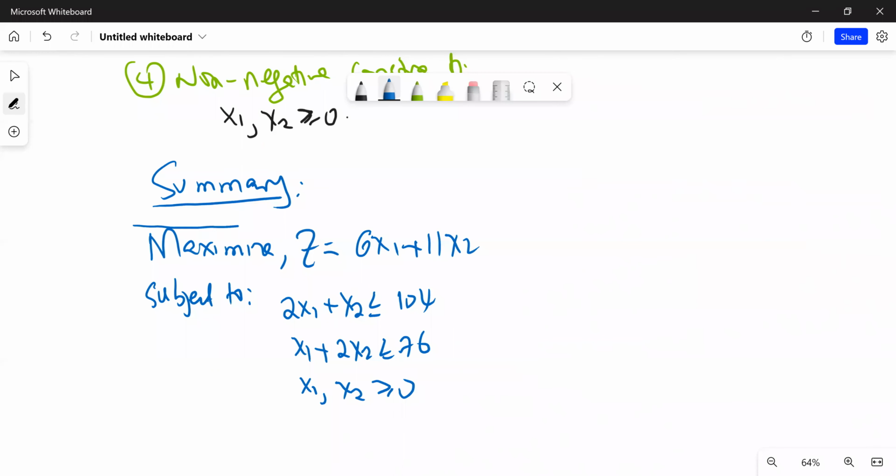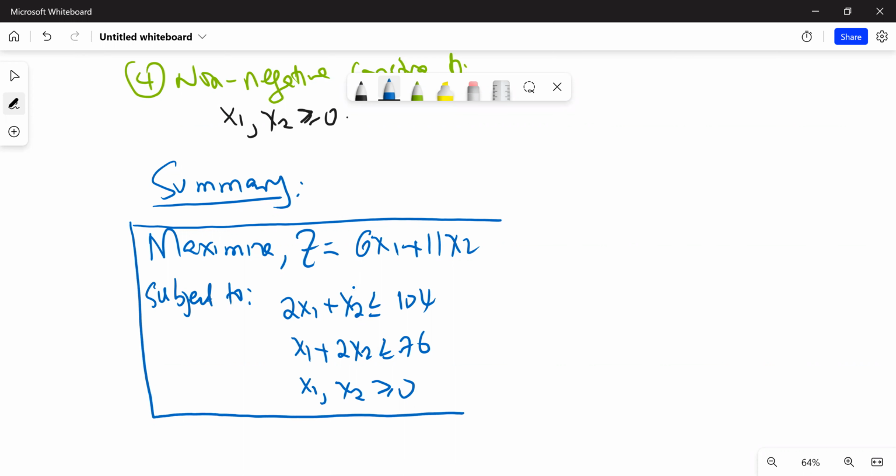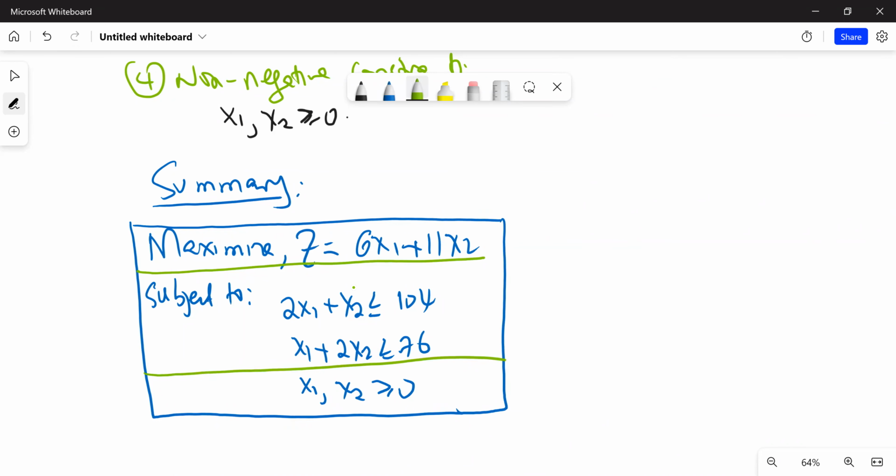So that is the LP model. See the three parts: the objective function, resource constraints, non-negative restriction. Okay. So let's look at that. If there's any question, please let me know.